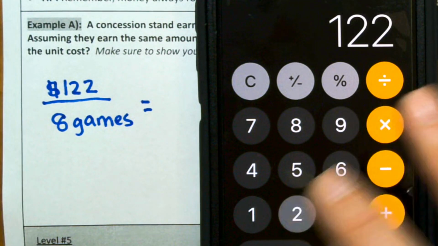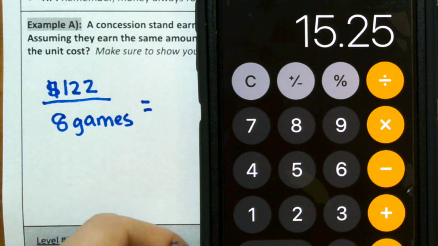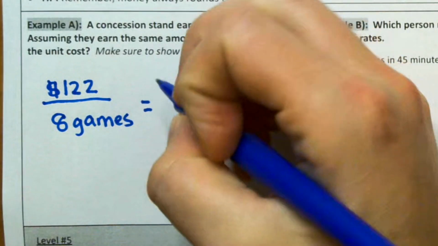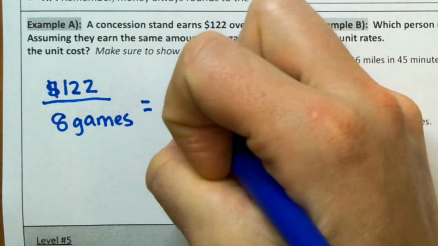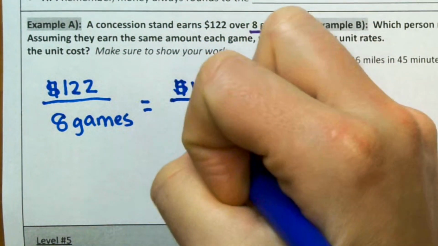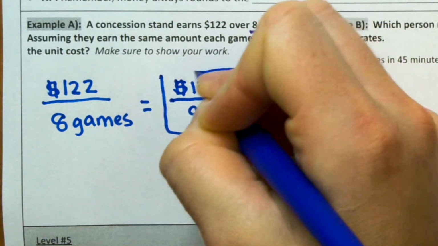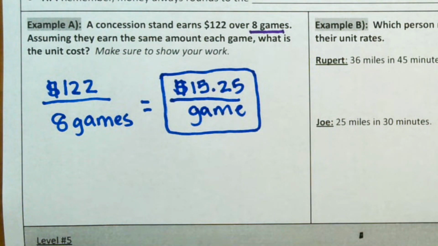And when I do 122 divided by 8, I get $15.25 per game. So let's go ahead and write that, circle our answer. All right, I want you to pause the video and complete example B on your own, then come back to the video.